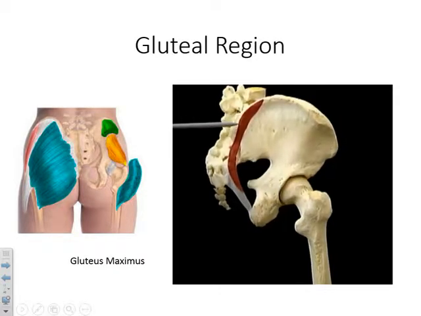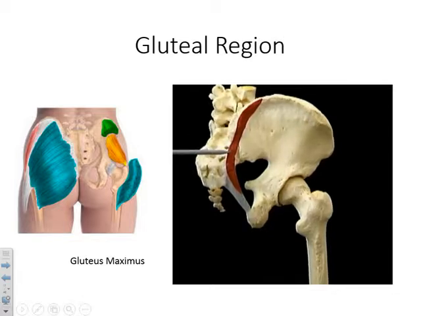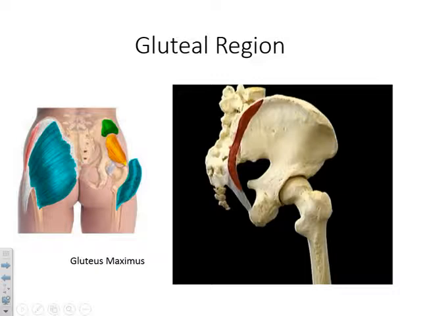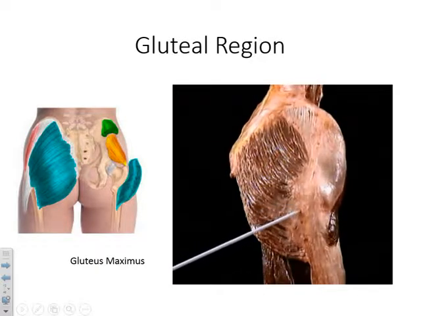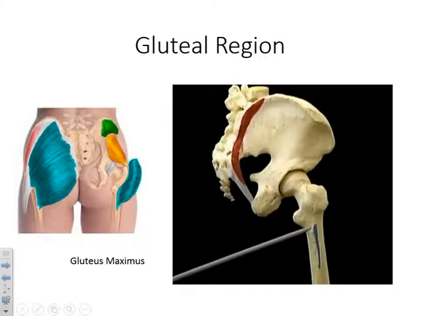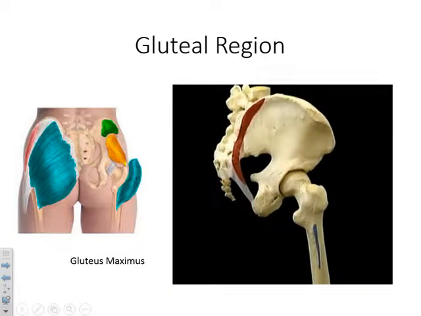It has an incredibly broad origin off the lateral aspect of the sacrum and the medial aspect of the ilium, bordered by the posterior gluteal line and the sacrotuberous ligament. The fibers project infralaterally to insert on the iliotibial band from posteriorly. This insertion continues to extend inferiorly to the gluteal tuberosity on the posterior aspect of the femur.